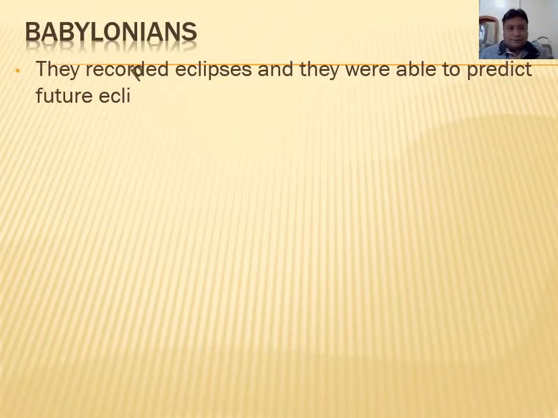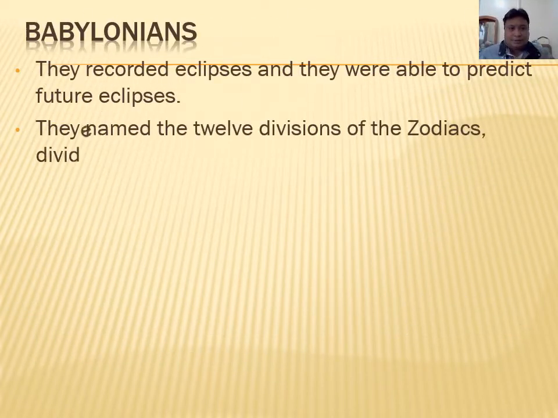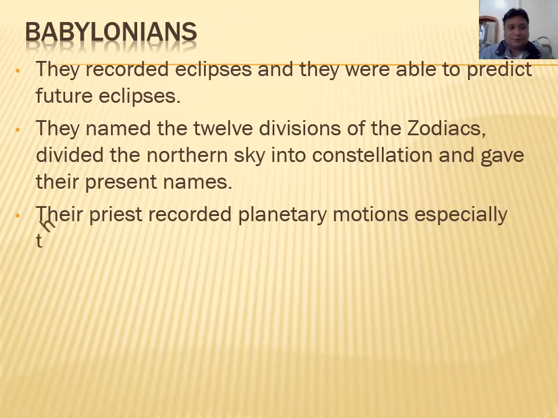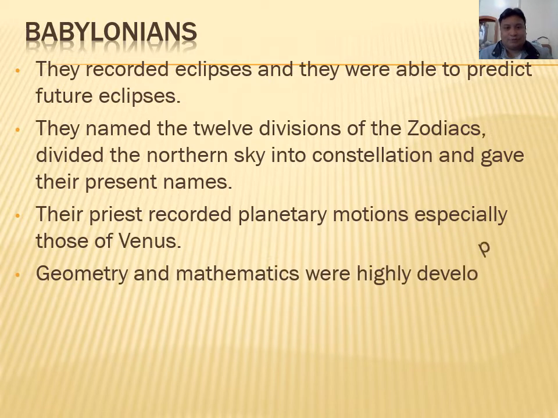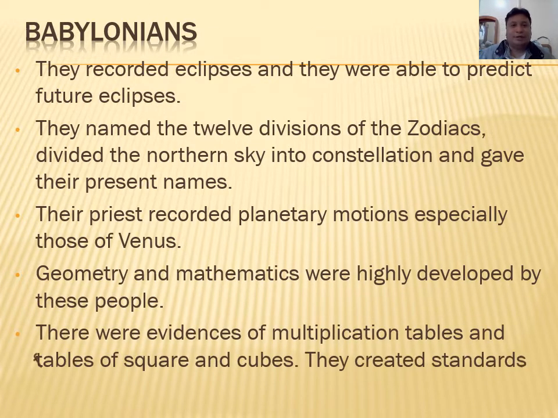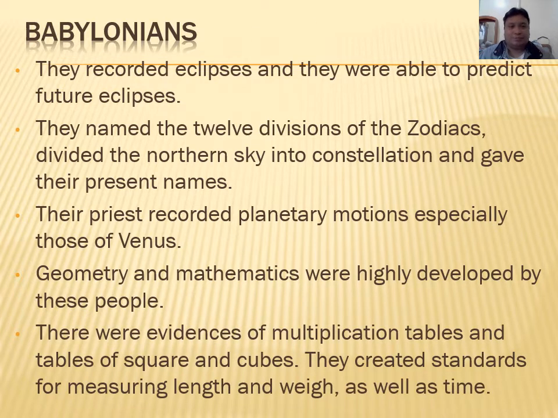Okay, so the next one is the Babylonians. They recorded eclipses and they were able to predict the future eclipses. They named the 12 divisions of the zodiacs, divided the northern sky into constellations, and gave their present names. Their priests recorded the planetary motions, especially those of the planet Venus. Geometry and mathematics were highly developed by these people.